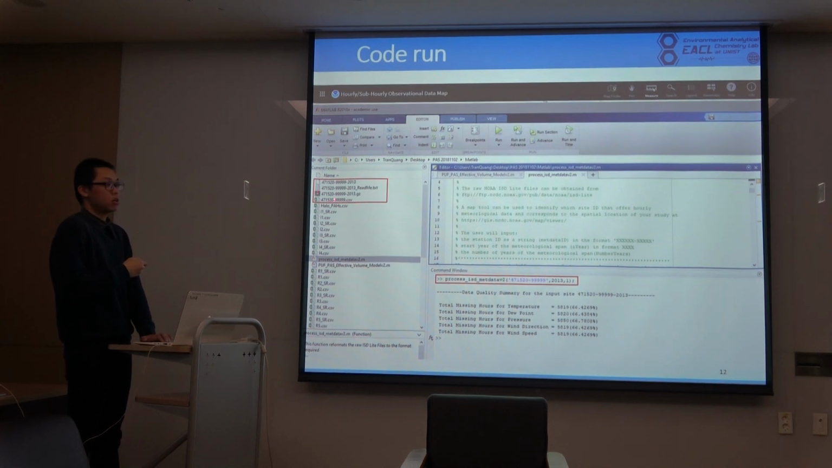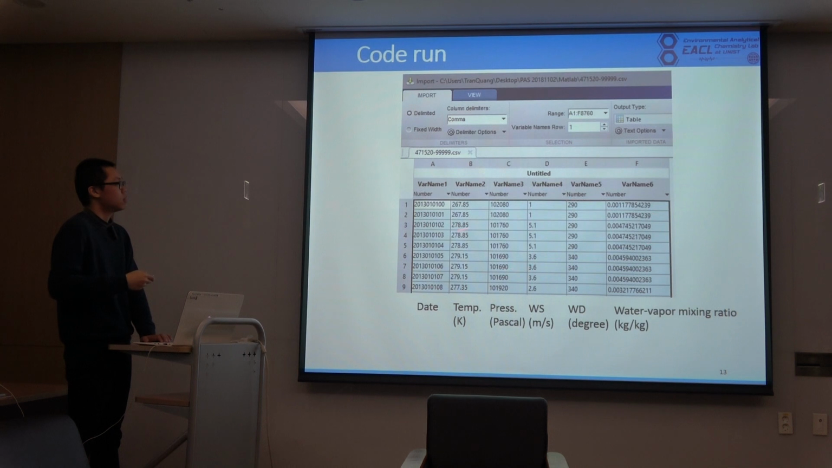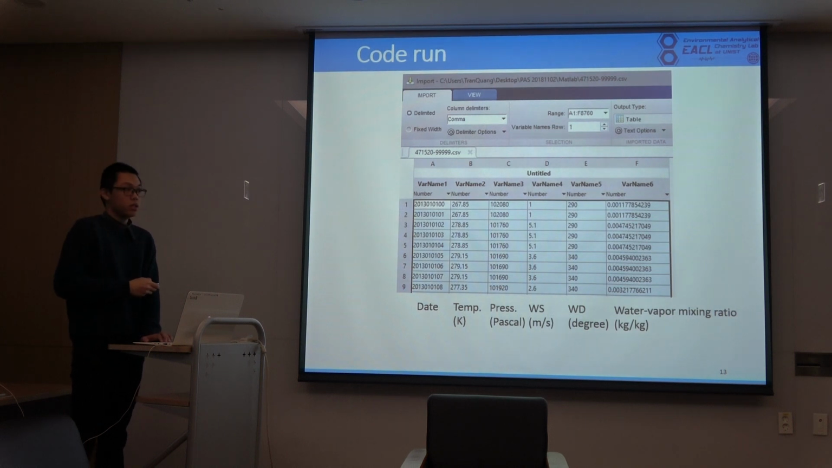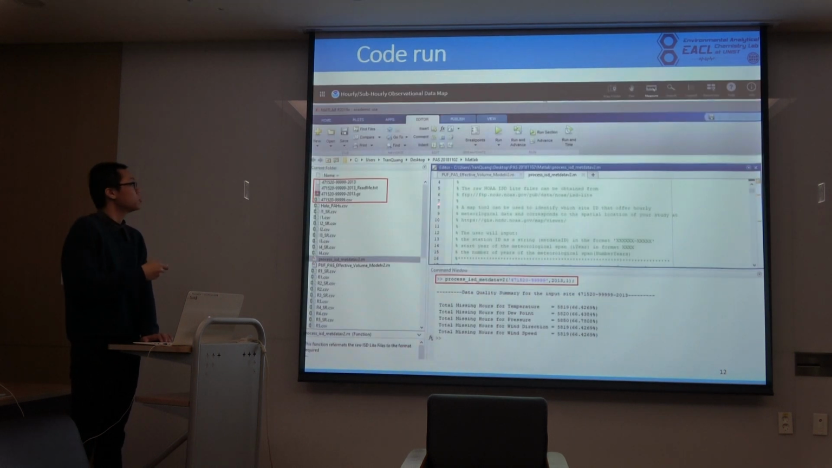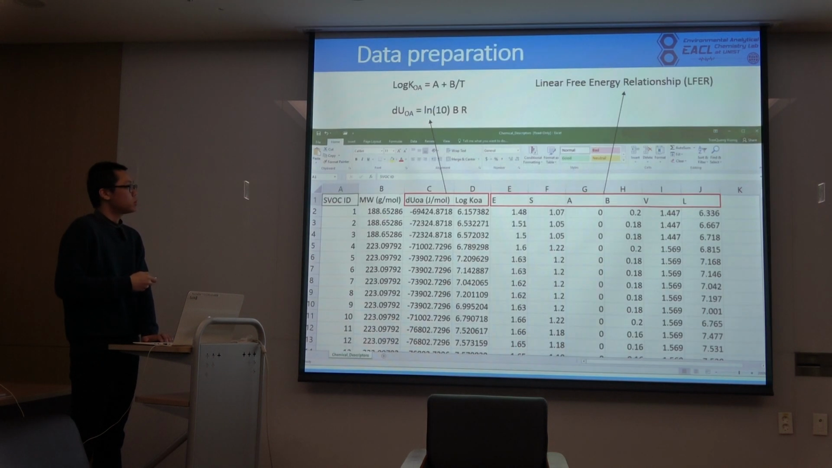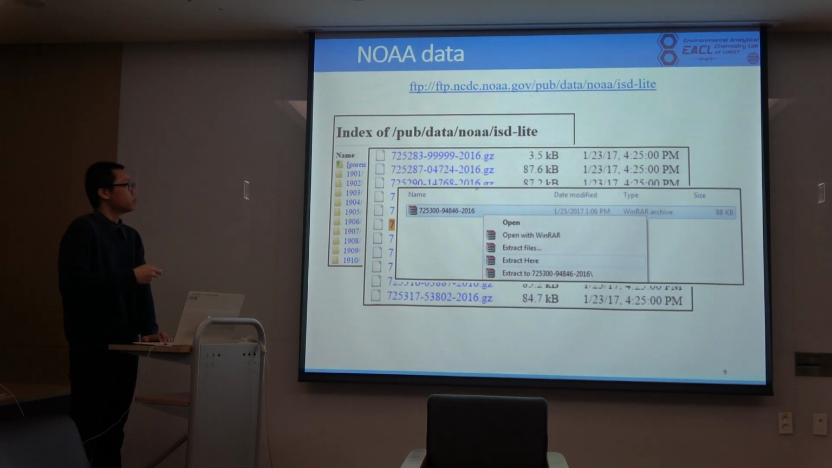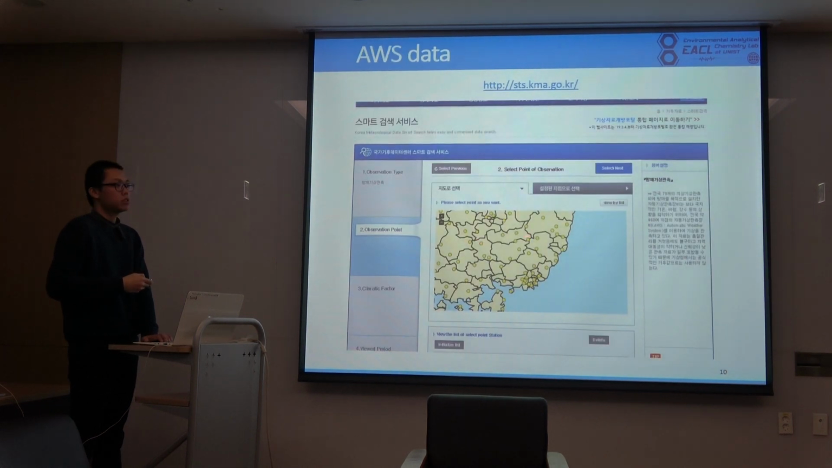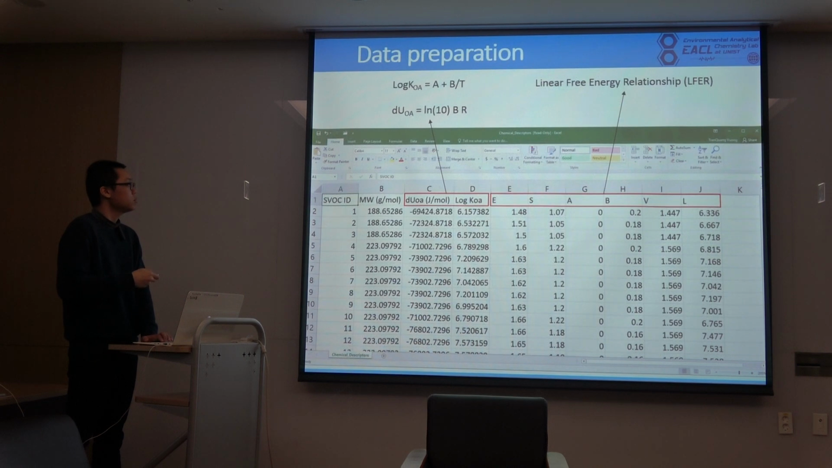Double click on this file, and you will see this is the result, the meteorological data. The first columns are the date: year, month, day, and hour. This is the temperature, pressure, wind speed, wind direction. And this one is the water vapor mixing ratio. So if you use the NOAA data, it is easy to calculate and use the MATLAB code to get this file. However, if you use the data from AWS, you cannot run the MATLAB code in here.